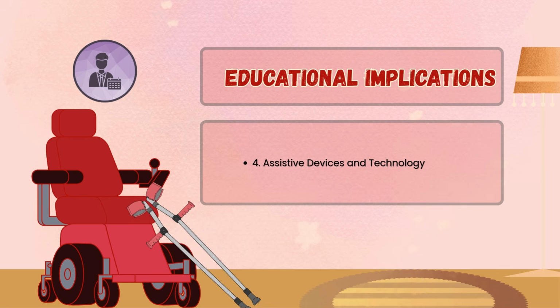Assistive devices and technology. Technology can reduce many physical barriers. Depending on the learner's needs, assistive solutions may include adaptive keyboards or pointing devices, speech-to-text tools, text-to-speech tools, tablets or computers, digital learning materials, alternative writing tools, and mobility or positioning supports.